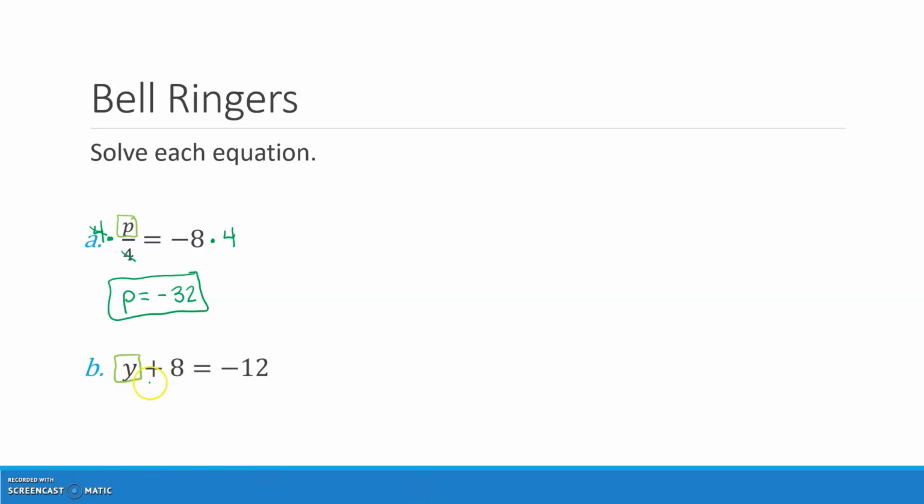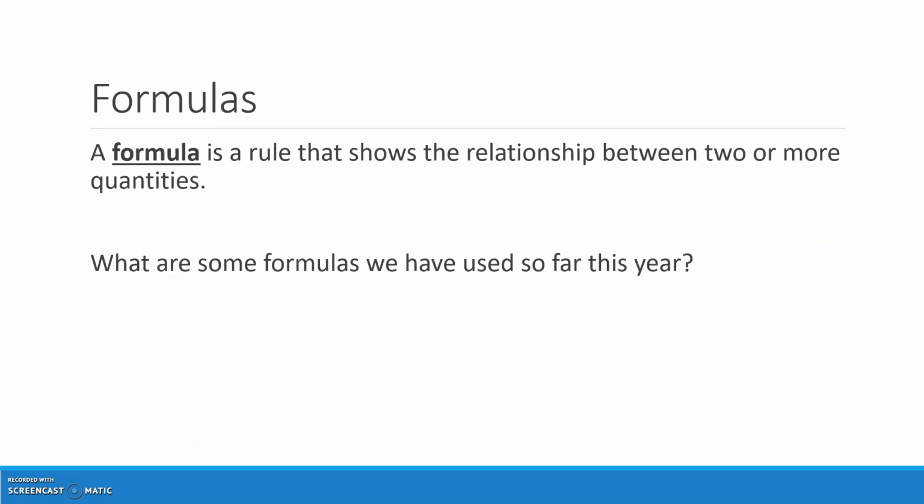Here, y and 8 are being added, so we have to do the opposite and subtract 8. And we'll get y equals negative 20. All right, that's a brief reminder of how to solve one-step equations. Let's see what we've got now.